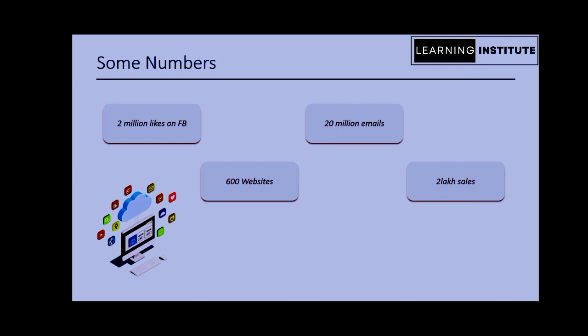So again, when you talk about digital marketing, there could be quite a few of you who might wonder, what are the numbers that support the popularity of digital marketing these days? So let me give you certain numbers. There are 2 million likes on Facebook. I'll give you the duration as we move further. 2 million likes on Facebook. There are 600 websites launched in the same time. There are about 20 million emails that go out, and around 2 lakh sales happening. And guys, all of these things are happening parallelly across the globe in just a minute.